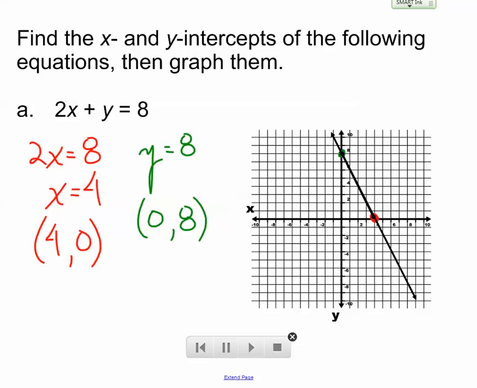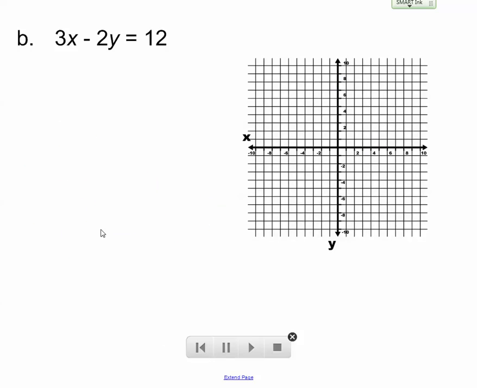Let's do it again. 3x minus 2y equals 12. So if we let y equal 0 so we can find the x-intercept, we'd get 3x equals 12. Divide both sides by 3 and plot the point (4, 0). Okay, so when we let y equal 0, negative 2 times 0 is 0, we'd have 3x equals 12 left over, and just solve that equation.